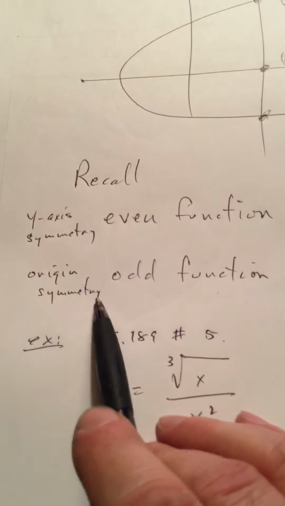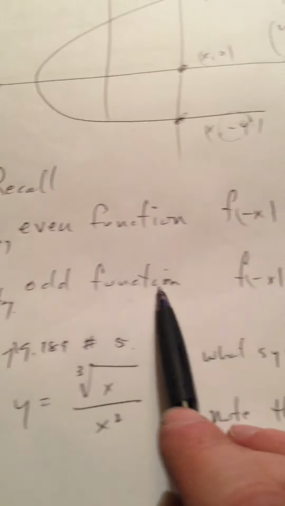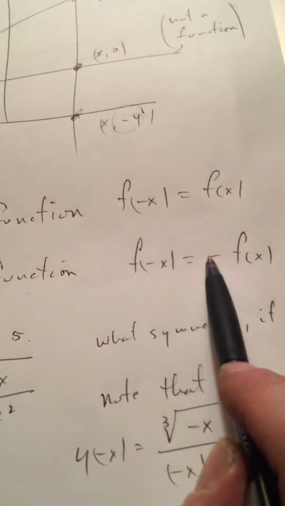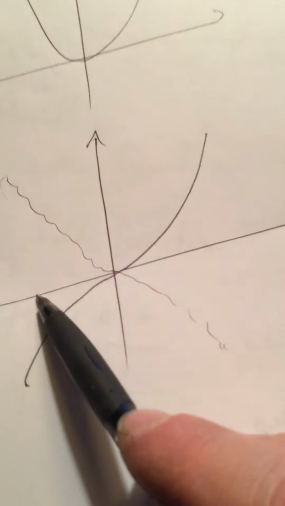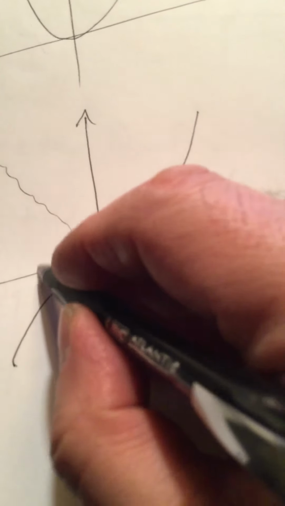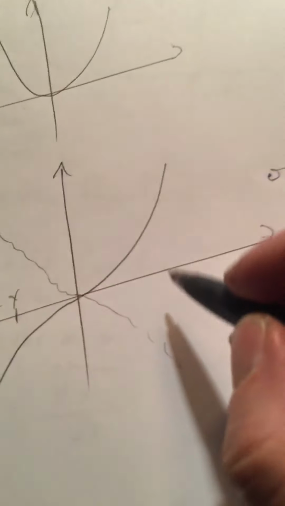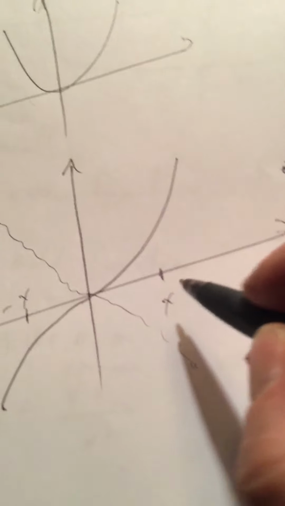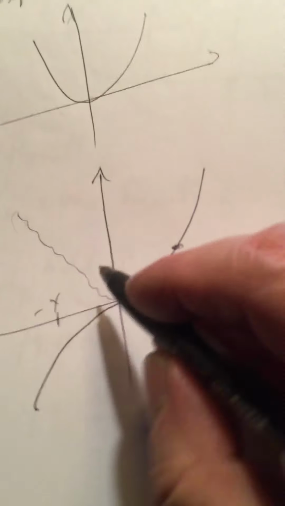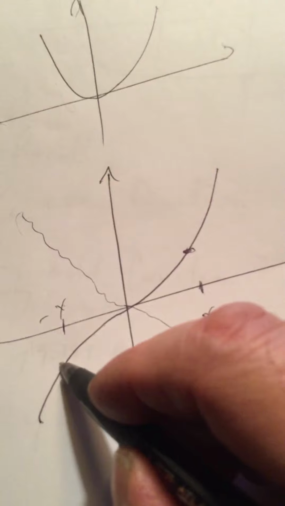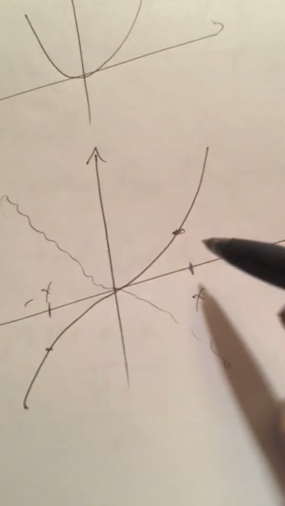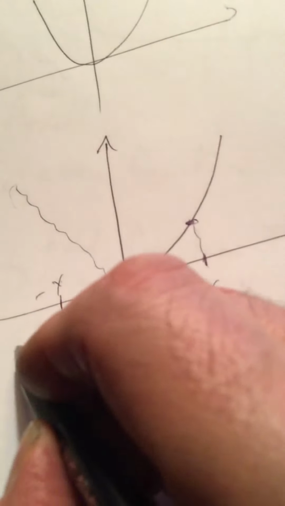If you have symmetry around the origin through an odd function, you've got f of minus x is equal to minus f of x. So if this is minus x and this is x, f of x, which is here, f of minus x is going to be down here, which is the negative of this distance. Oh, that's an odd function.